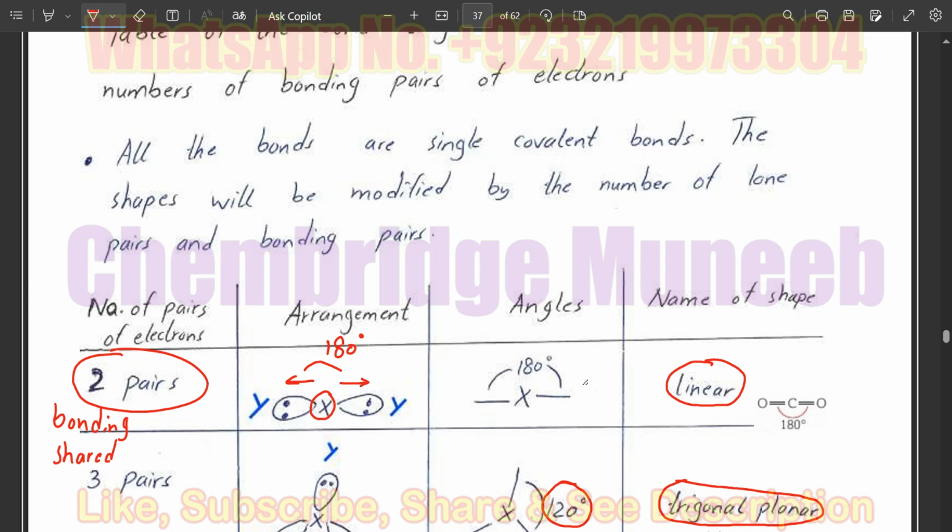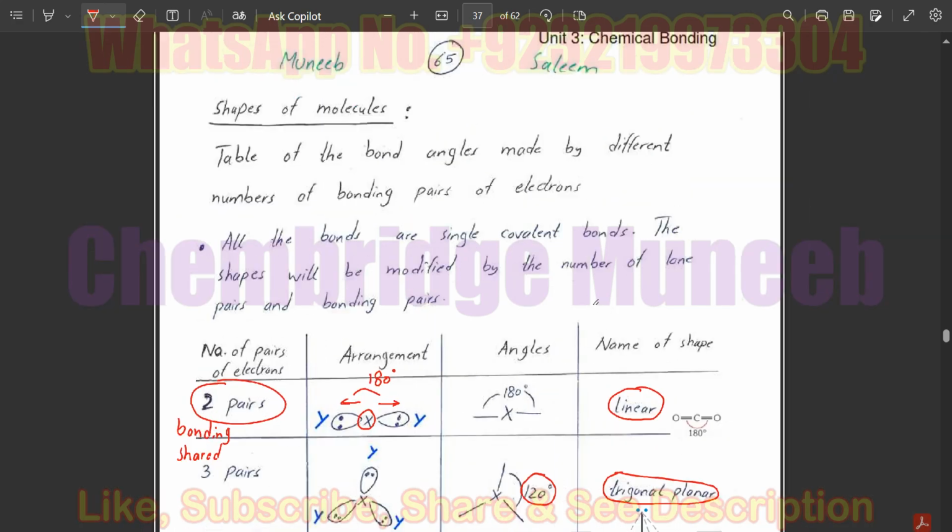So whenever we have an example of a molecule in which there are just two bonding pairs around the central atom, then as a result of this, the shape will be linear. Is that clear?